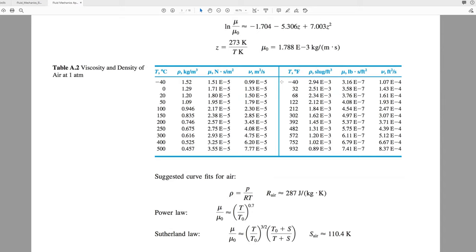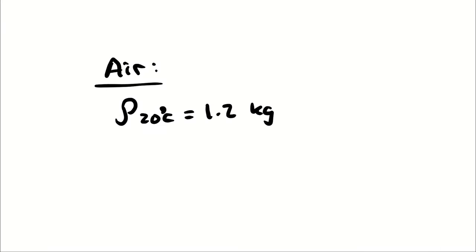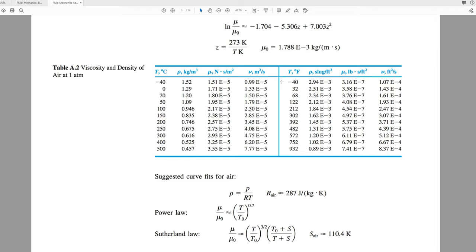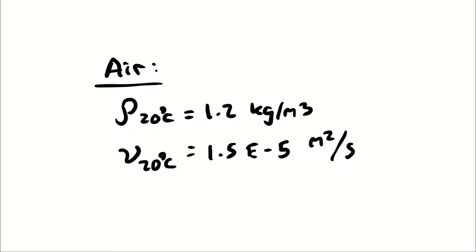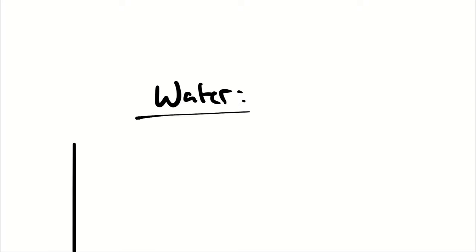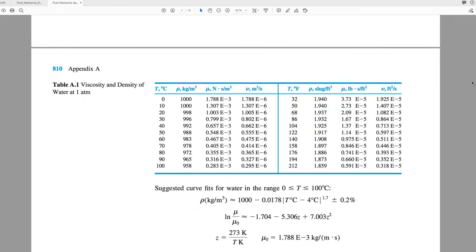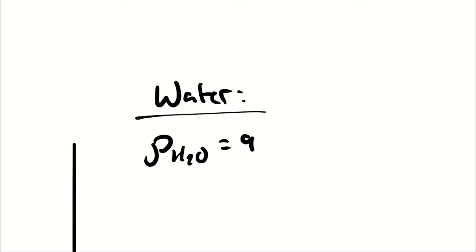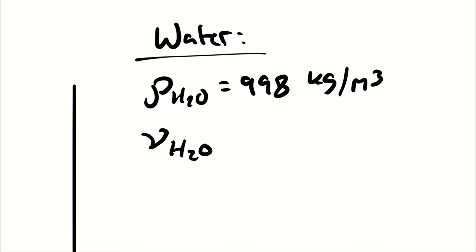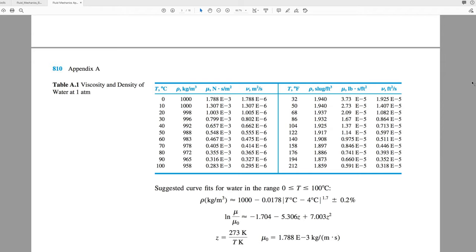I can say that the density at 20 degrees Celsius is going to be 1.2 kilograms per cubic meter. And the kinematic viscosity for 20 degrees Celsius is going to be 1.5 times 10 to the negative fifth meters squared per second. While I'm here, I might as well grab the properties for water. That would be table A1. At 20 degrees Celsius, the density of water is 998 kilograms per cubic meter, and the kinematic viscosity for water is 1.005 times 10 to the negative 6th meters squared per second.